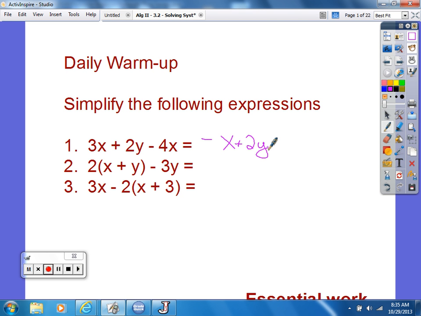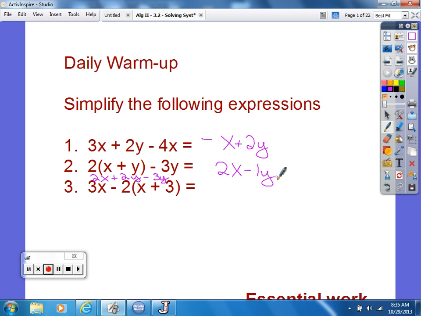Pick somebody. Hemi, what'd you get? How did you do number 2? Because I can't go straight for an answer here. Well, what would I do with that 2, Hemi? Yeah. Distribute it. So you get 2x plus 2y, and then I'll just rewrite the rest of it. Now, Hemi, go ahead and combine your like terms. Good. So you get 2x minus 1y. You have to write the 1.